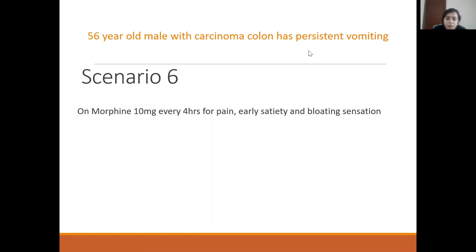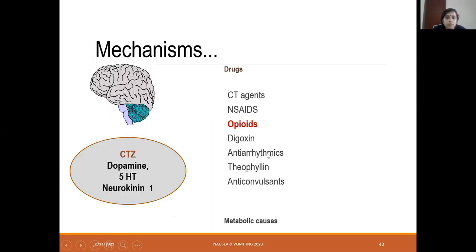You might have heard about the drugs that are a reason for nausea and vomiting when you have heard about opioids. So drugs, sometimes chemotherapeutic agents, NSAIDs, digoxin, some of the anticonvulsant drugs, and opioids can cause nausea and vomiting, and it acts mostly at the CTZ, where the dopamine and serotonin receptors will be involved.